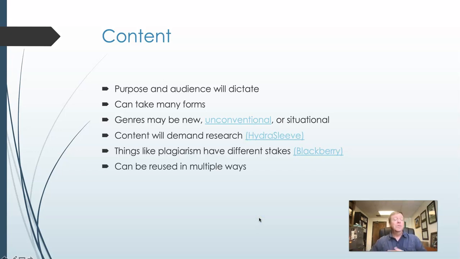Content can also be reused in multiple ways. Now, we don't reuse content in the university. In fact, we frown on it. We don't want you to turn in the same paper in different classes. Some define that as plagiarism, like you're plagiarizing yourself or something. I know it doesn't make sense to me either, but that's just sort of the way it works.